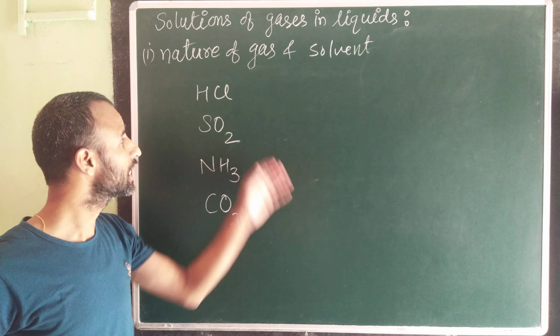Helium, hydrogen, they are least soluble in water because their dispersion forces are very weak, because their molar mass is very low, their size is less, their number of electrons are very, very less in number, right? That's why helium or hydrogen are least soluble gases in water. So ease of liquefaction, and those gases which react with water are most soluble in water. Okay, so this is about the nature of gas and solvent. Now next is temperature.